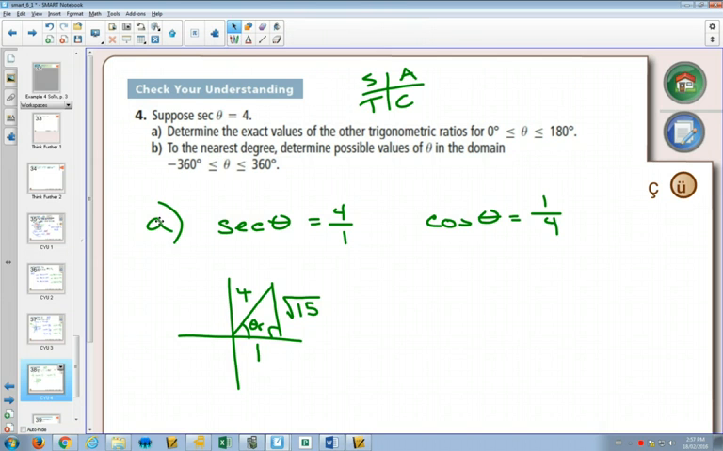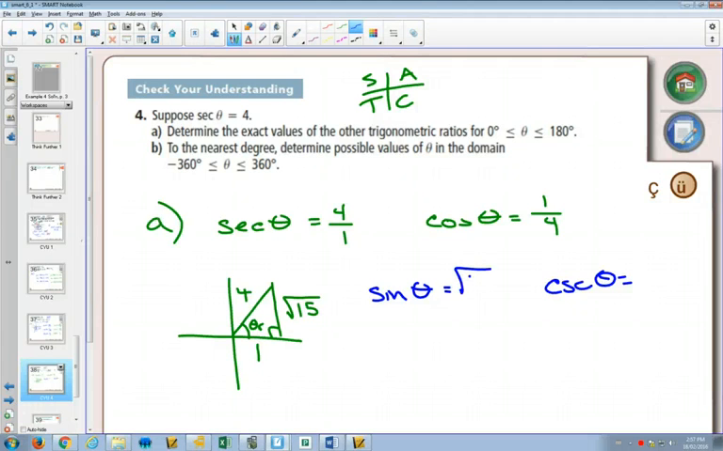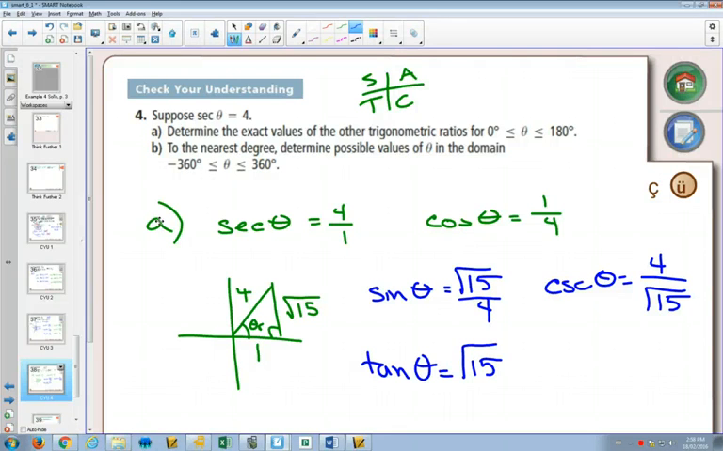So now that we've done that, how hard is it to find sine of theta and then cosecant of theta? Well, sine of theta will be square root of 15 over 4. That means cosecant theta will be the reciprocal, 4 over the square root of 15. Tan of theta is opposite over adjacent. That means cotangent is the reciprocal. And since everything is positive in quadrant 1, these will all be positive.